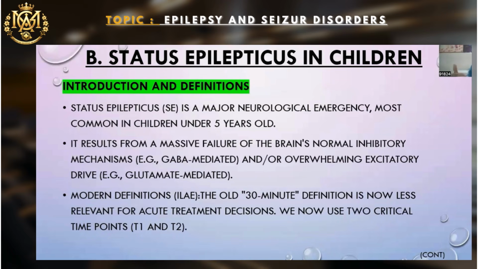If there is a decrease in the quantity of GABA, or if for any reason GABA is not working or not released, the normal inhibitory activity of the brain is lost. That is one, and second is an overwhelming excitatory drive, like glutamate and the NMDA receptor. These are the reasons behind continuous seizure or epilepsy.